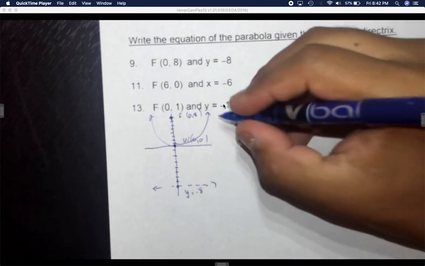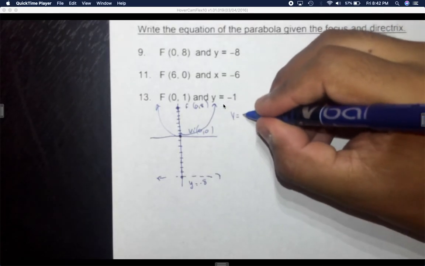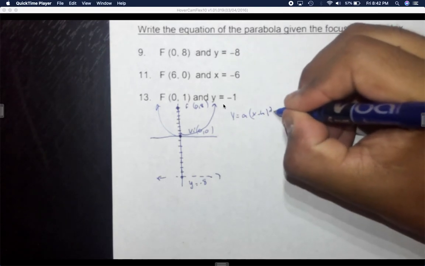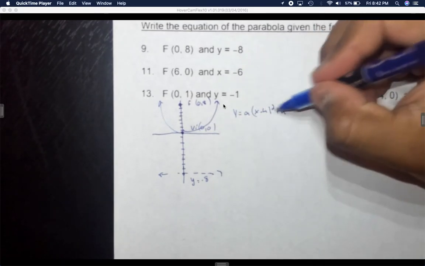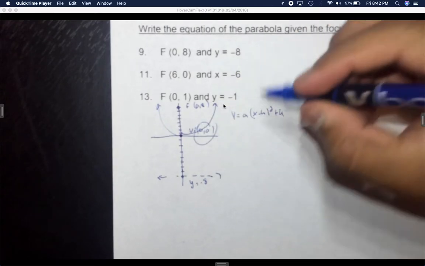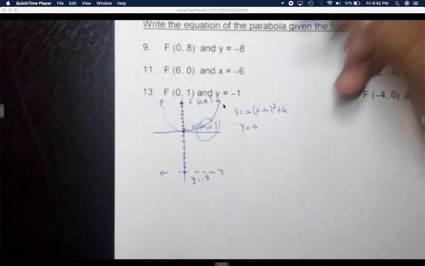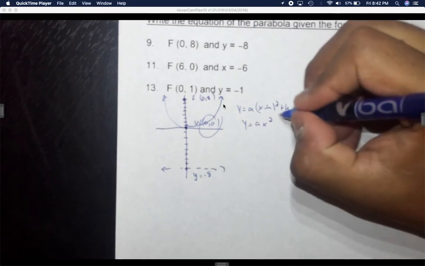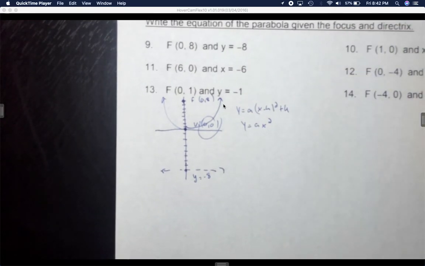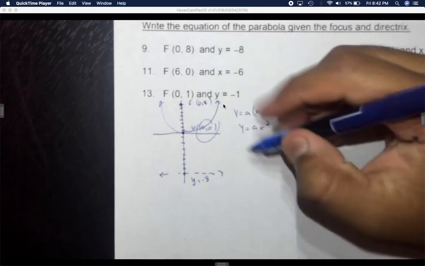Now I know it's facing up, so I know the equation to be y equals a(x minus h) squared plus k. Now my h and k are my vertex, so I know my vertex is (0, 0). So y is going to be equal to a, x minus 0 is just x, squared is just x squared. And then plus 0, I don't need to write it because plus 0 is just going to be the same thing.